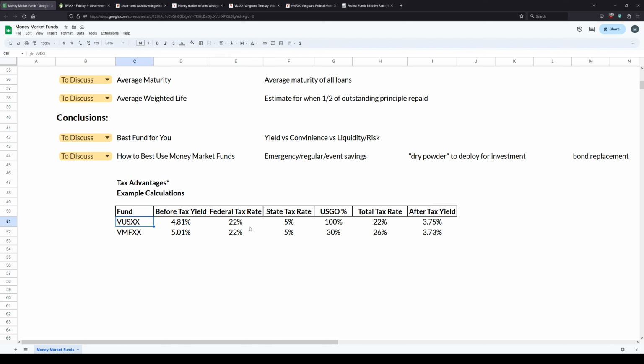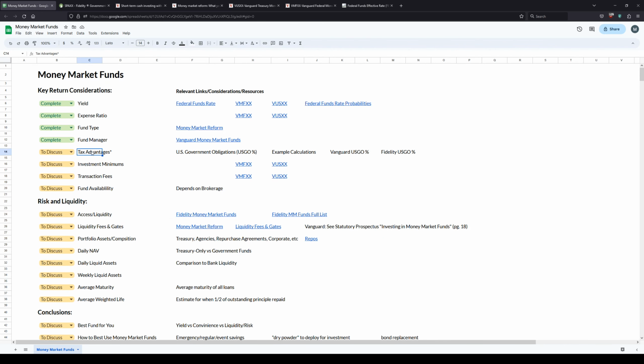You should be able to do the calculation for yourself on your own marginal state tax rate to see which one would be a better after-tax yield for you. If you're lucky enough to live in one of the states without an income tax, then the Vanguard Federal Money Market Fund will always have a higher after-tax yield if it has a higher before-tax yield. So that is the tax advantage with money market funds. If you are not aware of the US government obligation percent, make sure you consider that when doing your taxes, or make sure the person who's doing your taxes is aware of that as well.